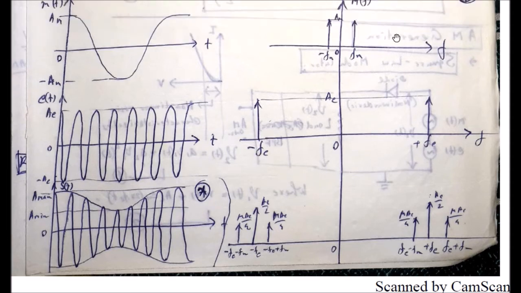After modulation, what will happen? This whole thing will be frequency shifted to plus fc, so it will become this, and this whole thing will again be shifted to minus fc, so it will be this. So this will be the frequency domain representation of the amplitude modulated waveform in the single tone case.